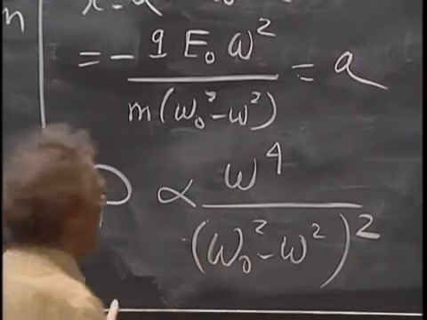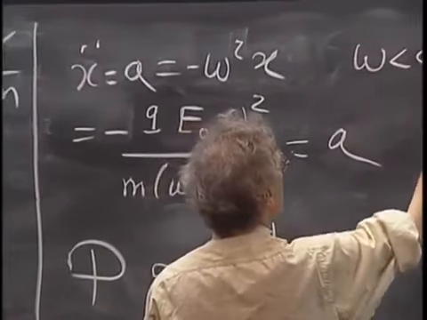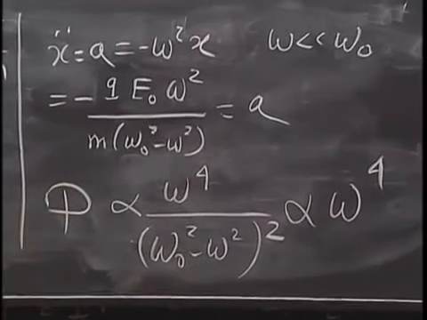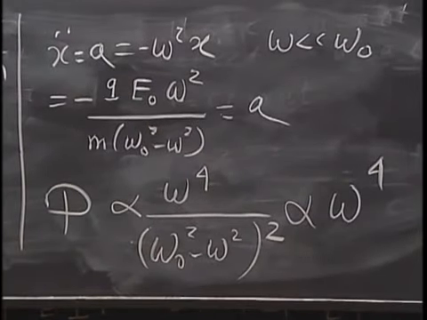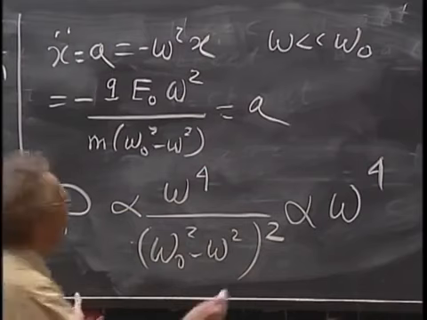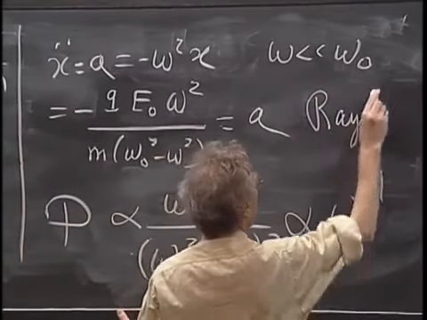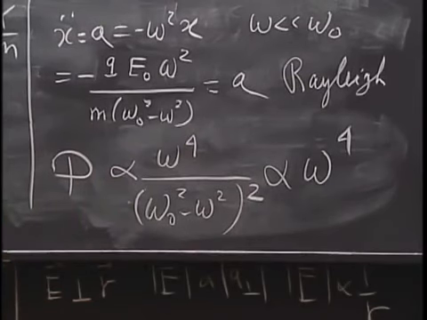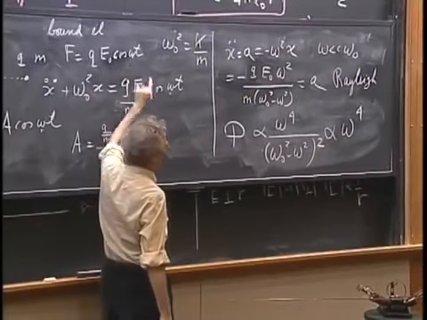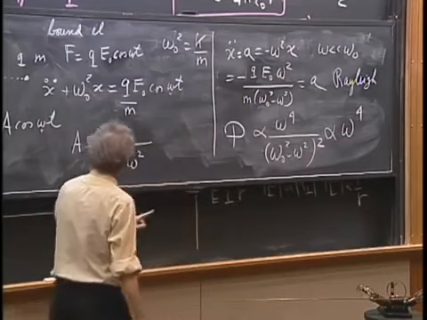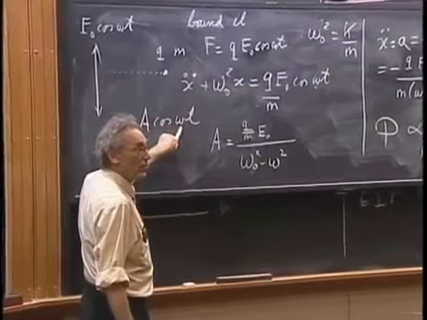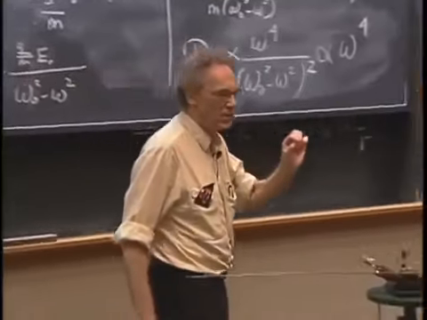And now, if omega is way below resonance, this is proportional to omega to the fourth. And that's a very famous result, which is known in the literature as Rayleigh scattering. The reason why we call it Rayleigh scattering is that you must understand that the radiation that comes in has this frequency. But the radiation that comes out has exactly the same frequency. Look, that is the oscillation of the electron. So there is no change in the frequency.